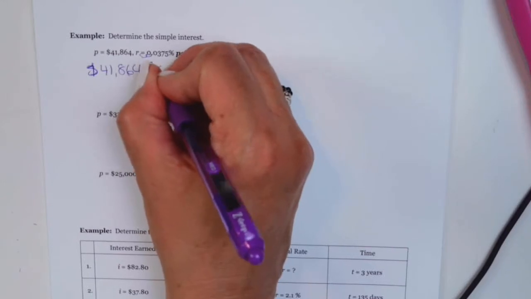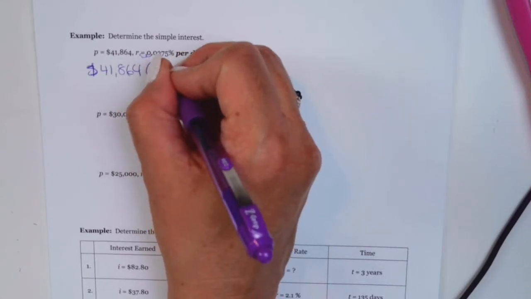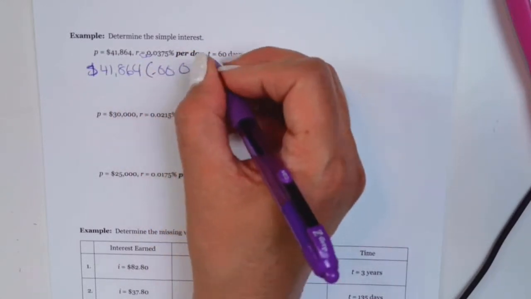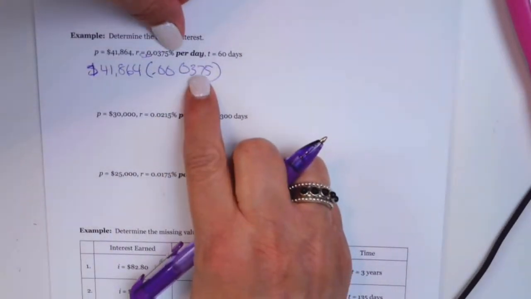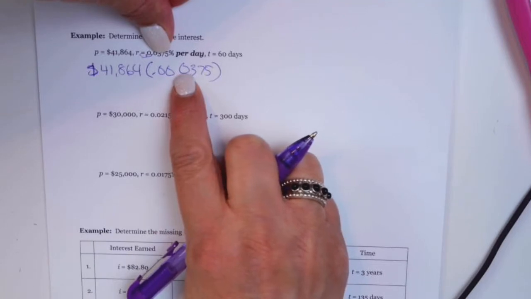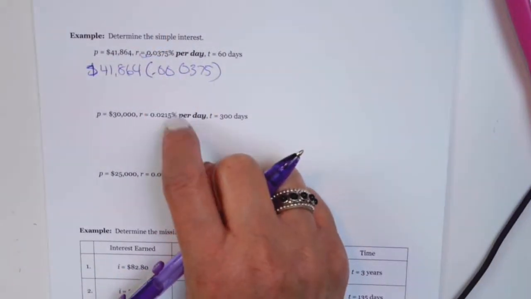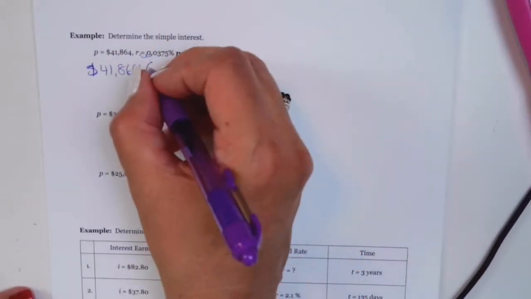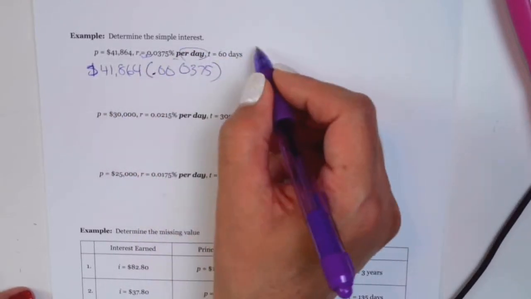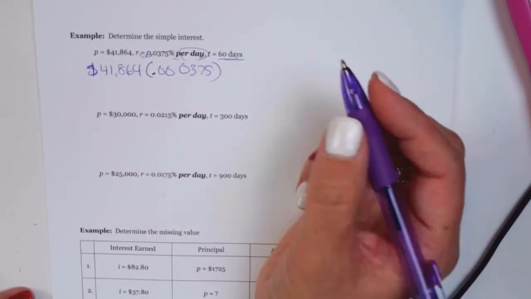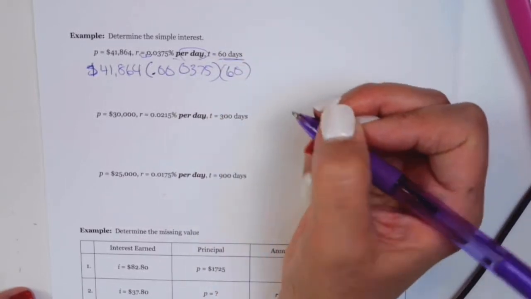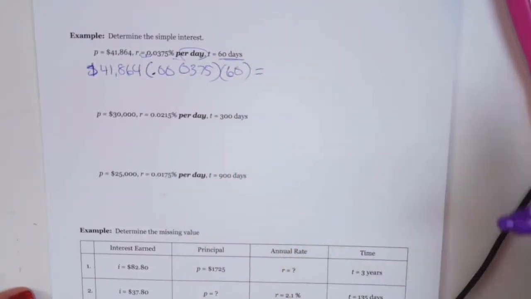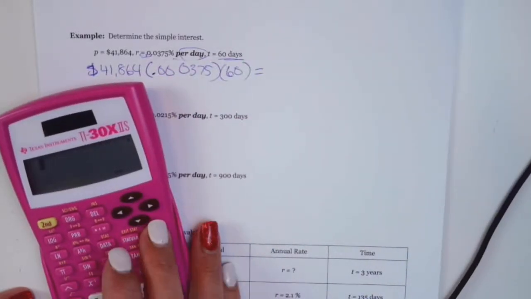So what we're still going to do is move that decimal 2 to the left. So it's going to be 0.000375. And I need to double check this. So I have 0375 and then 2 to the left. Yes. So there are 3 zeros here. So now when this is per day and this is 60 days, the time, we don't need to convert it. We're just going to use that 60.